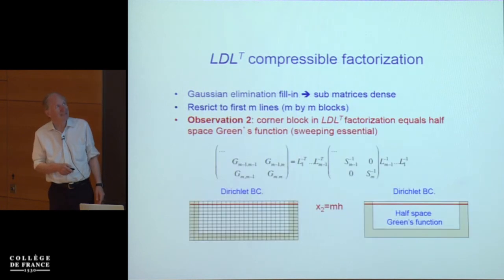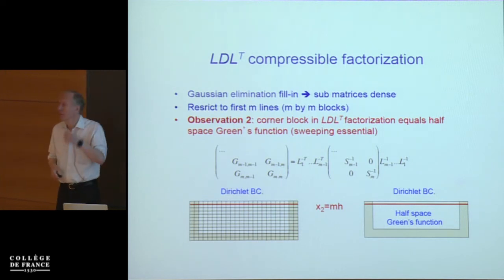So the observation here is that the corner block over here in the full setup, in this process here, connects all the values once you have done the elimination. That corresponds then to the half-space Green's function.